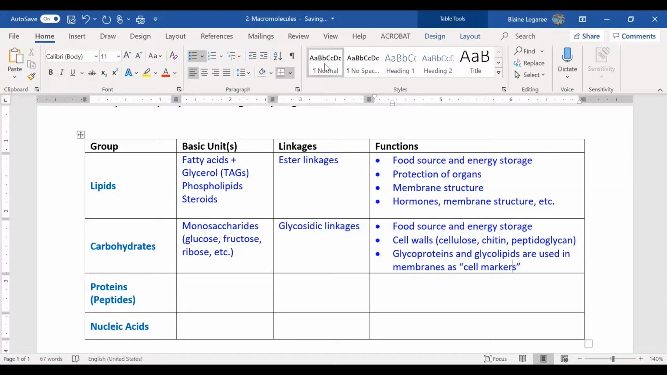Okay, I'm going to switch back to the PowerPoint here in about 10 seconds. A little warning this time. I can see we're almost up for time. I'm just going to introduce maybe proteins, and then we'll come back to that next day.